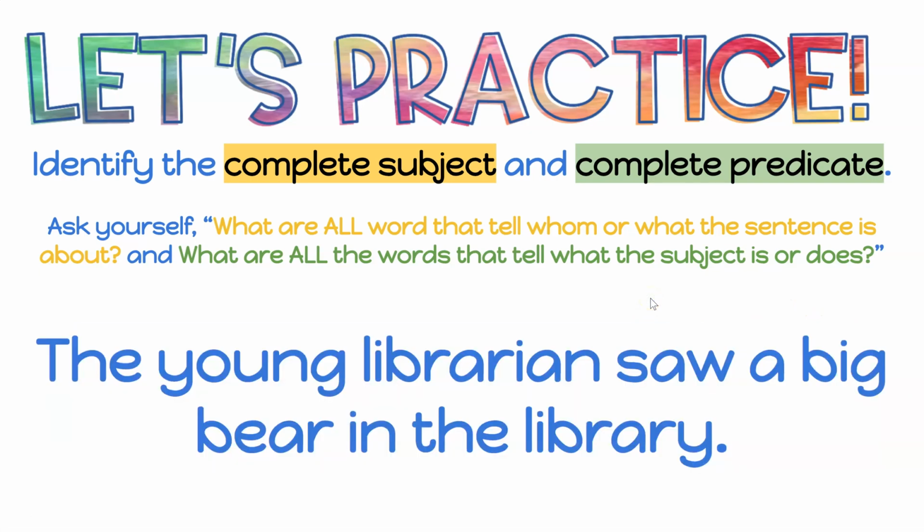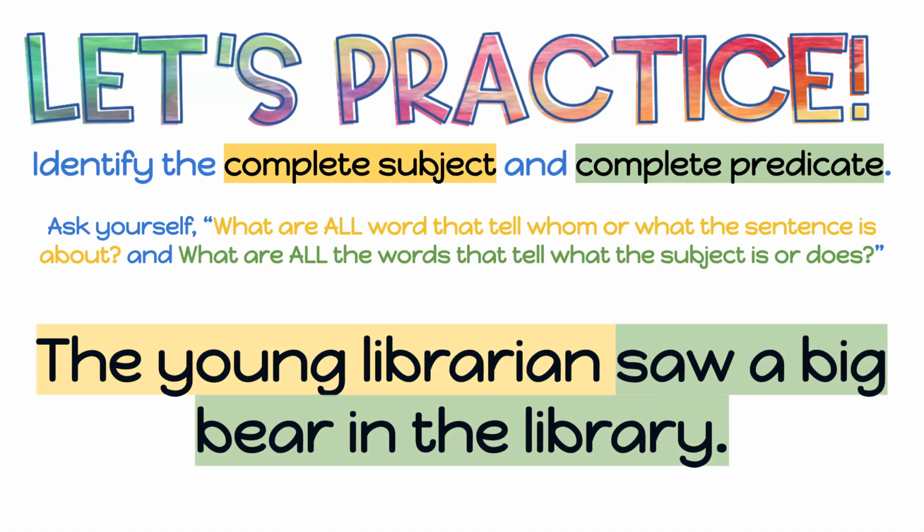Let's try another. The young librarian saw a big bear in the library. Pause here to identify the complete subject and the complete predicate. Okay, the complete subject, or who or what the sentence is all about, is the young librarian. Not just any old librarian, but the young librarian. And the complete predicate, which is what that young librarian is doing, is saw a big bear in the library. Great job.